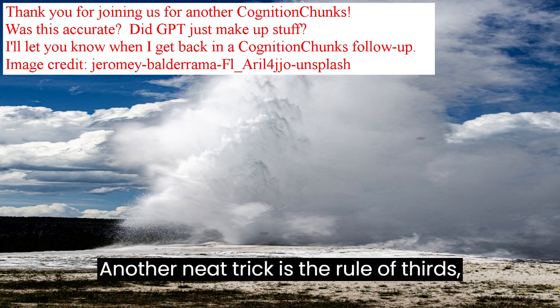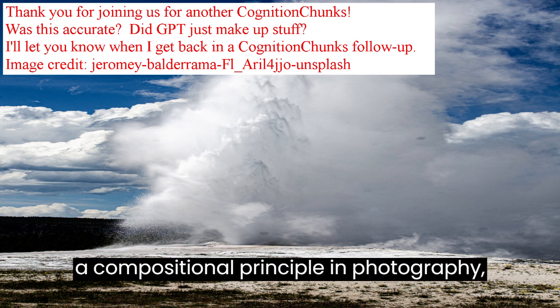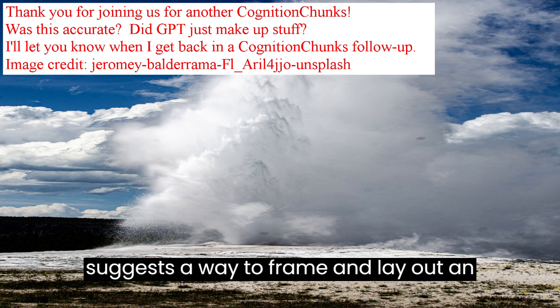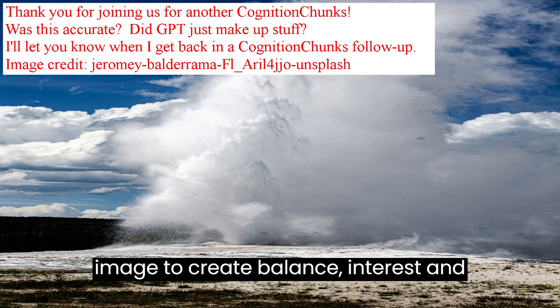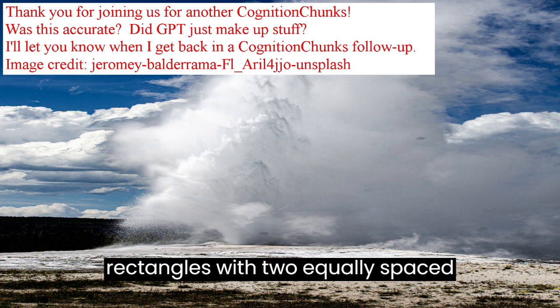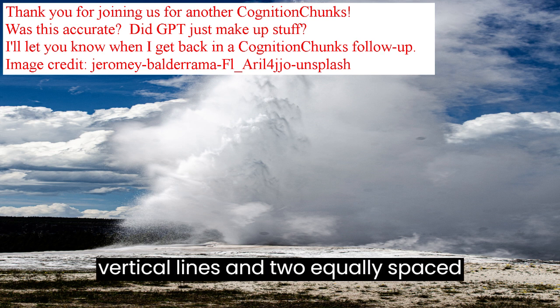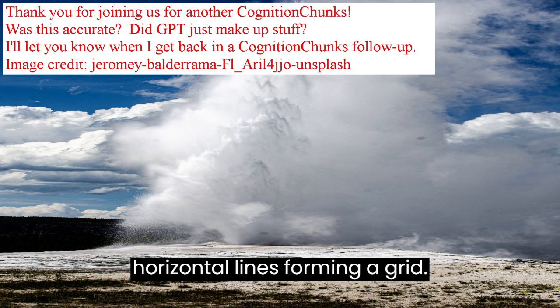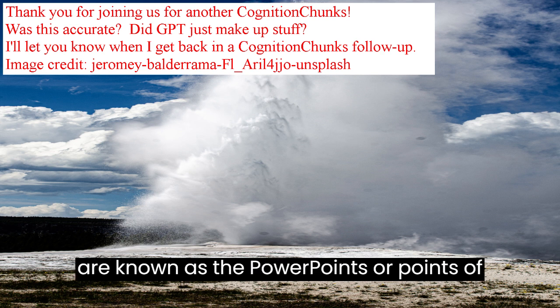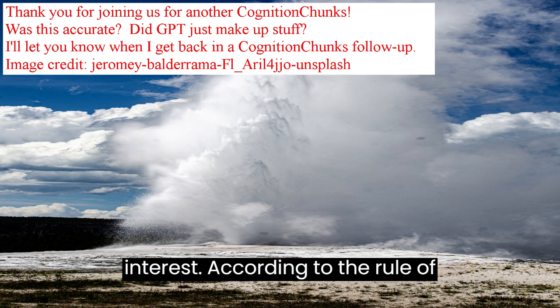Another neat trick is the rule of thirds, a compositional principle in photography, painting, and other visual arts that suggests a way to frame and lay out an image to create balance, interest, and dynamic tension. The principle divides the frame into 9 equal rectangles, with 2 equally spaced vertical lines and 2 equally spaced horizontal lines forming a grid. The points where these lines intersect are known as the power points or points of interest.